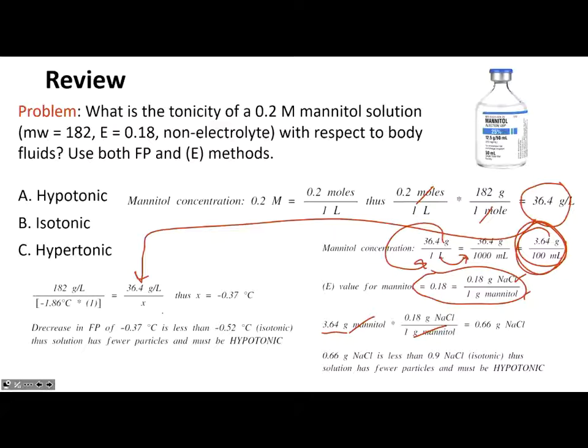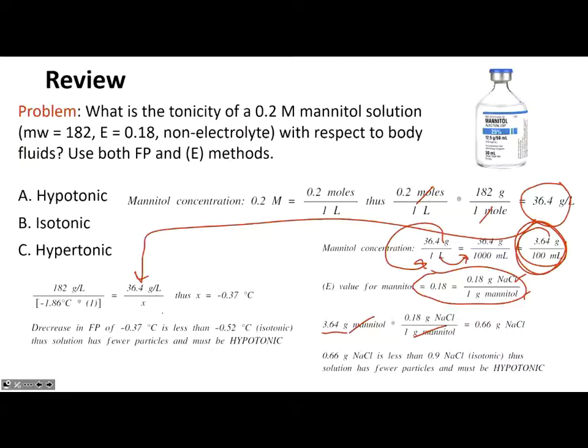Does that mean there's that much sodium chloride in the mannitol? Is there sodium chloride in mannitol? No, we're saying that the 3.64 grams of mannitol produces the osmotic forces that would mimic the amount of forces produced by 0.66 grams of sodium chloride. So it's an equivalent amount of sodium chloride.